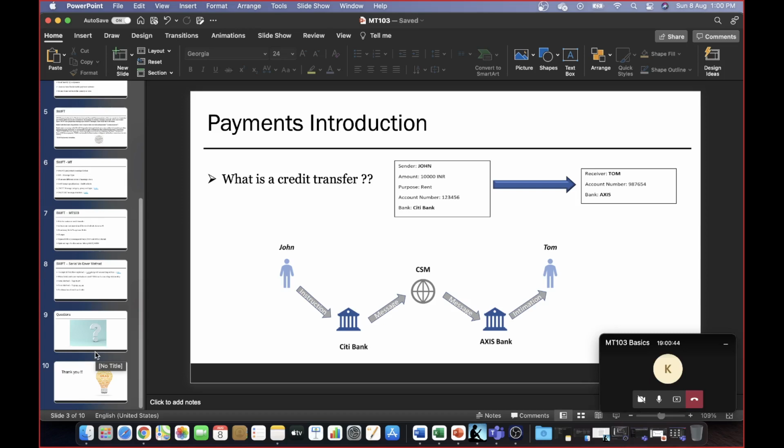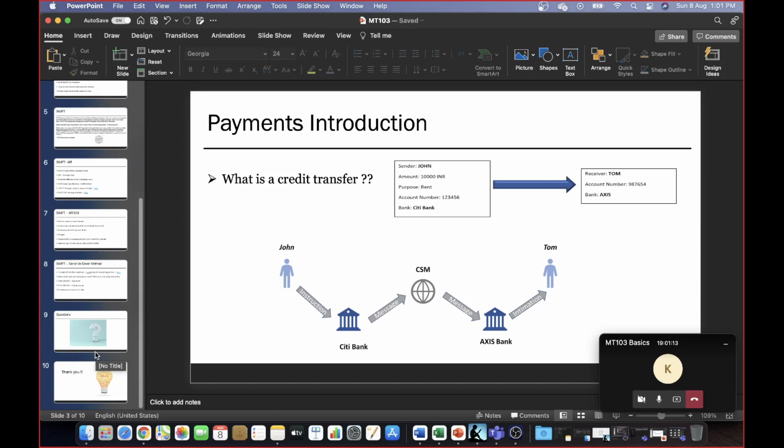No, 101 is used by the customer to instruct its bank. 102 contains multiple 103s. It is sent from one bank to another. So MT101 is sent by customer to bank. MT102 is sent by bank to bank, but it contains multiple MT103s, sorry.